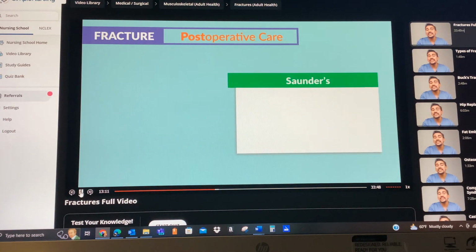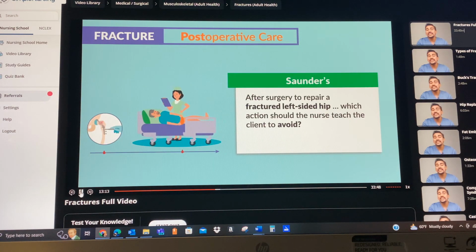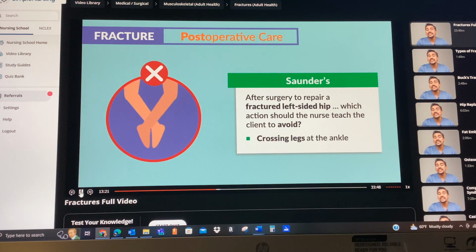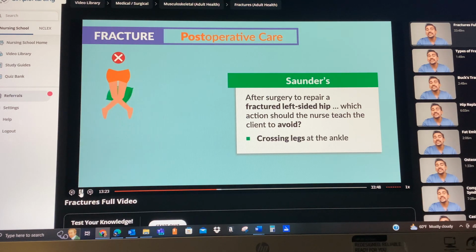And Saunders mentions, after surgery to repair a fractured left-sided hip, which actions should the nurse teach the client to avoid? Crossing legs at the ankle. Yes, we do not cross legs, we don't lean forward, and we don't put the legs together with a hip fracture. Okay, hopefully you got the point now.